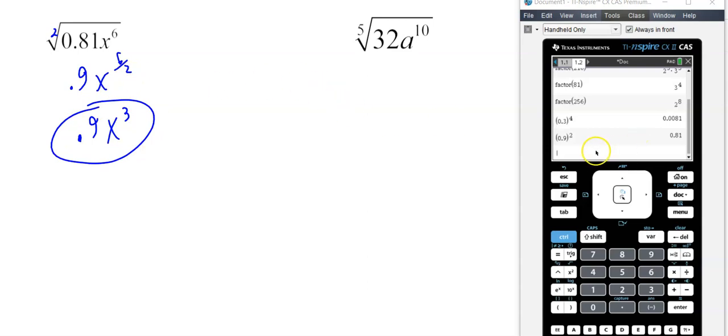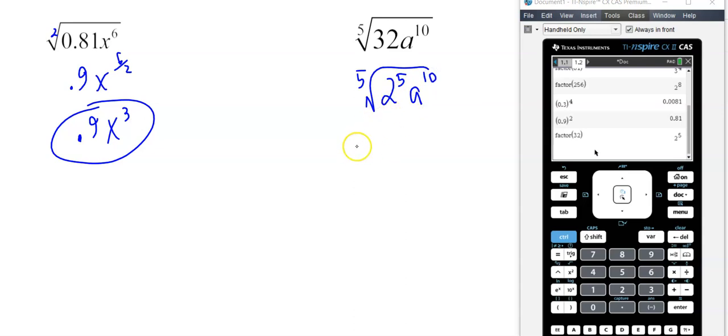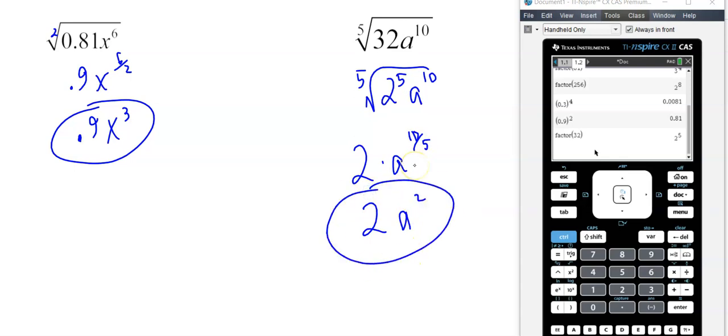This one, let's do the prime factorization of 32. So factor 32 to the fifth. So this is fifth root. I'm just going to rewrite this as 2 to the fifth times a to the 10th. So let's break that down. Fifth root of 2 to the fifth is 2 times a to the what fractional power? This would be 10 over 5, which is 2 times a squared. It's kind of neat, when you get good at simplifying radicals, knowing how to change it to exponent form makes it so much easier.